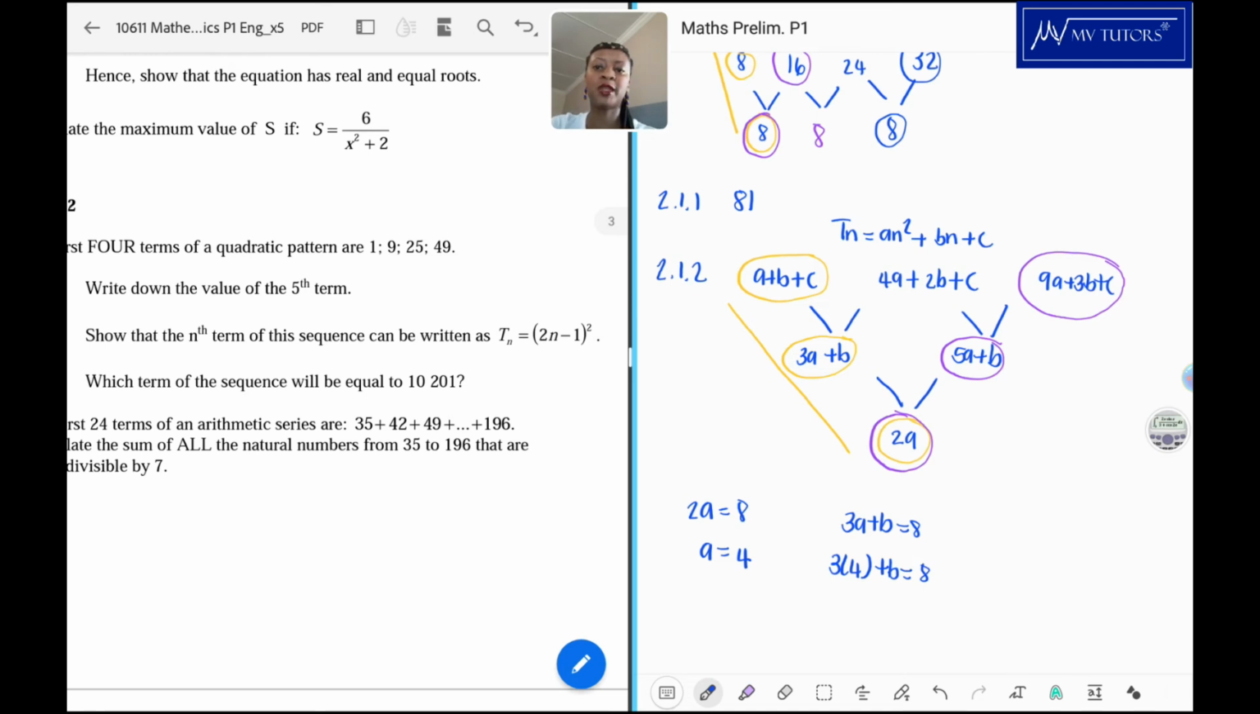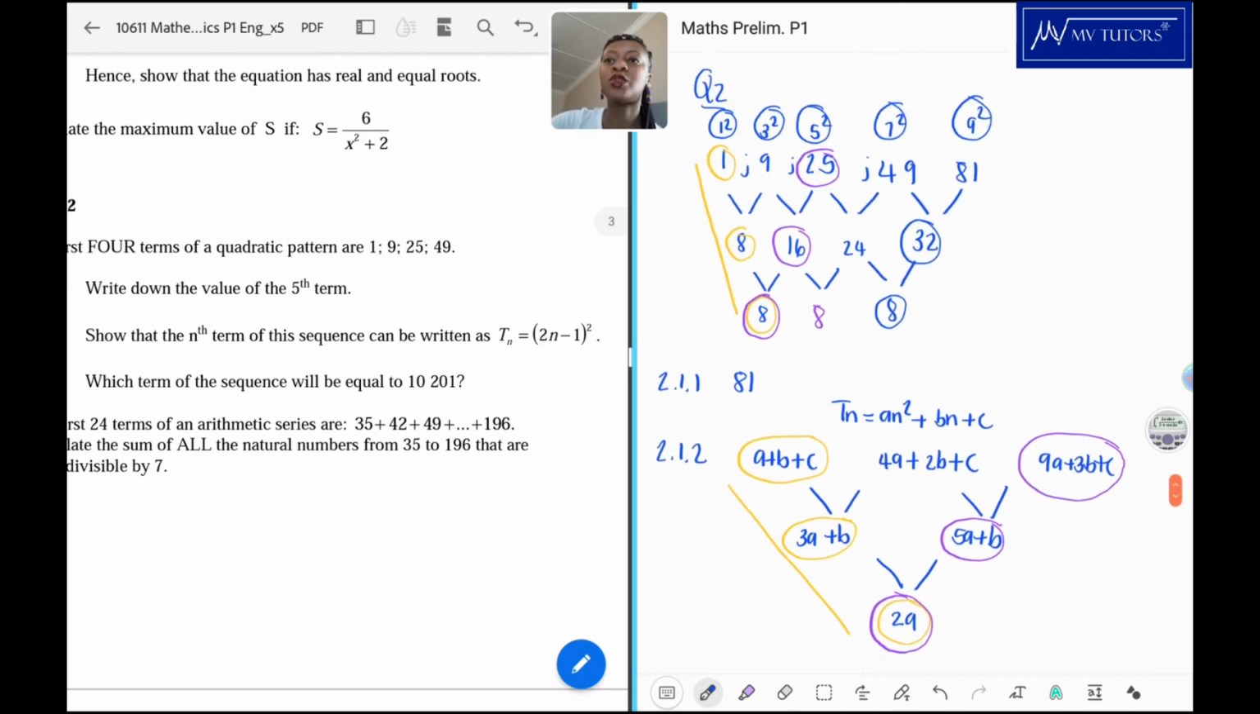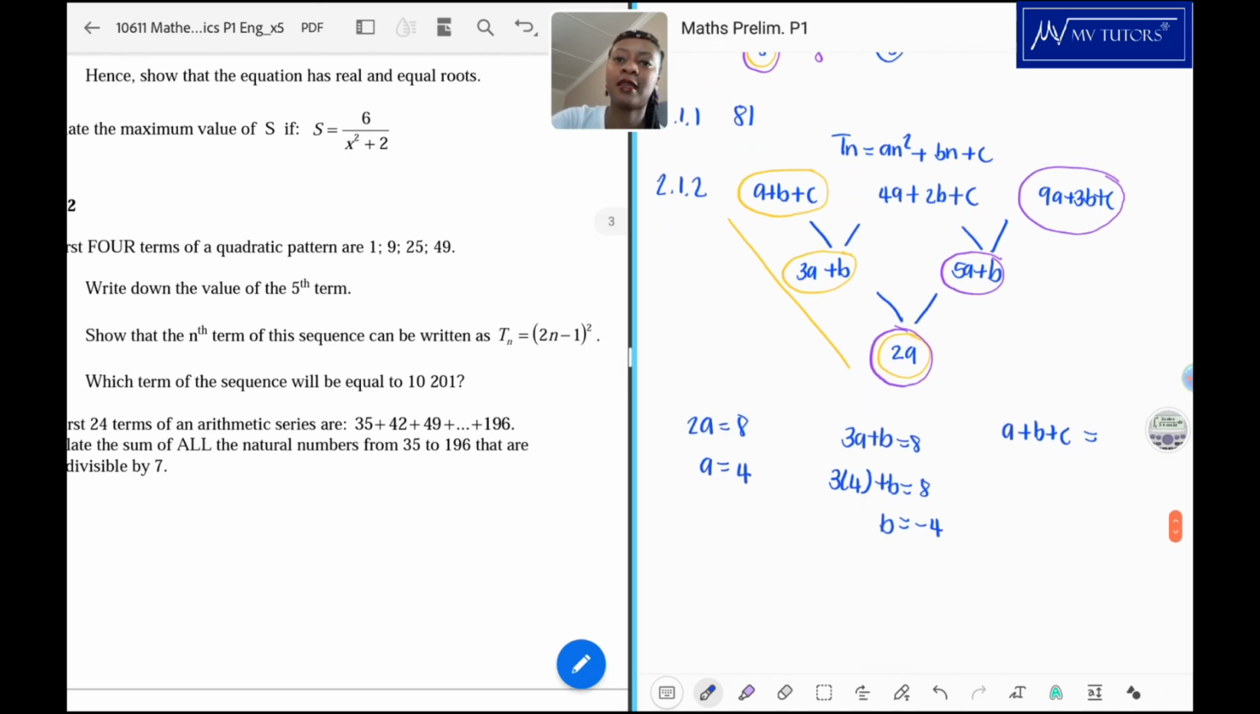So 3 times 4 is 12. If it goes to the other side, it is negative 12. So 8 minus 12 is minus 4. So that's b. And then finally, I have a plus b plus c is equal to 1. Okay, I have a as 4, b as minus 4, plus c. So those cancel. B is minus 4. Okay, so 4 and minus 4 cancel, and then c will be 1.